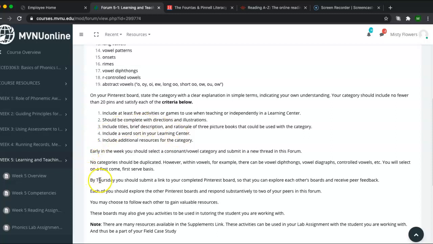Now, it talks about not duplicating the categories. I'm not super concerned about that because there's many of you in the class and there's only 19 categories. But what I want to make sure is everybody understands what you're going to do.